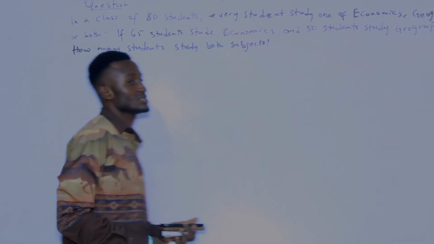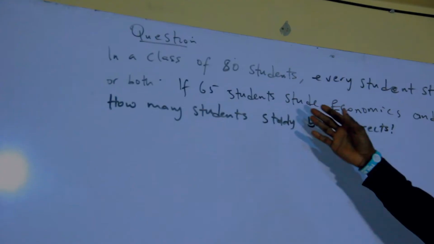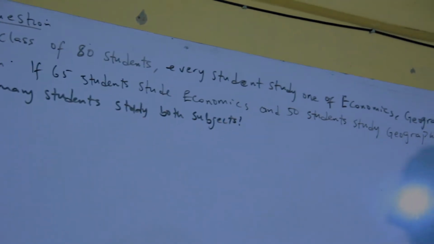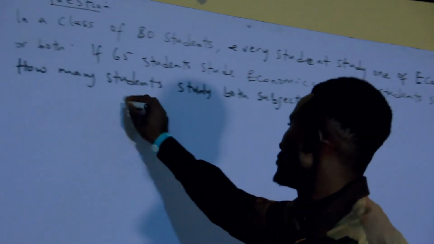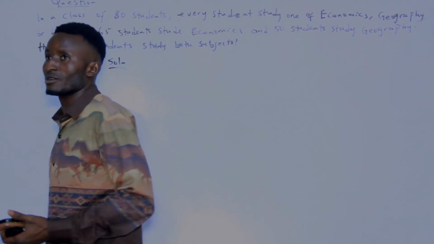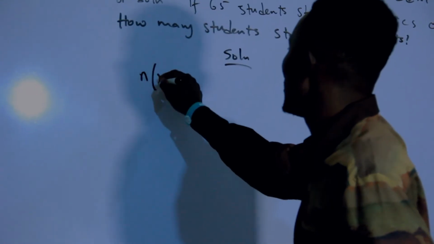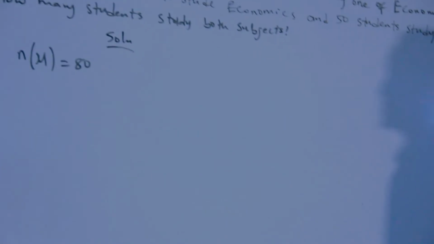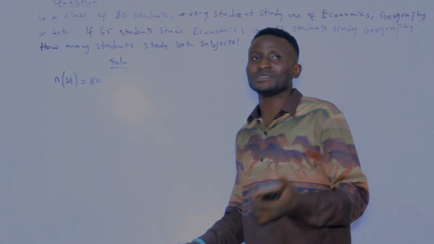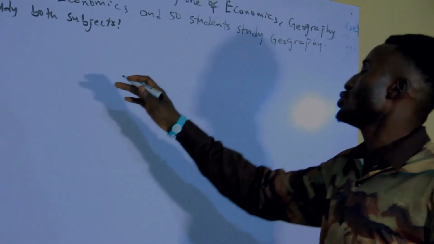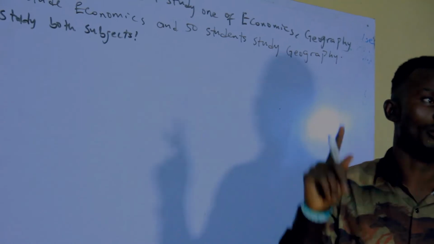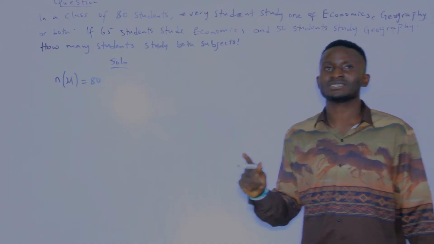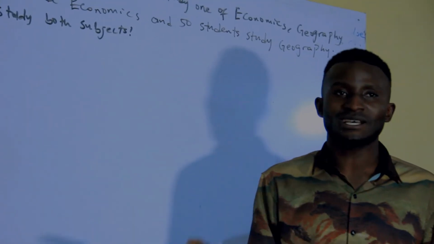Now see the question. The question says, in a class of 80 students, every student, that means if we are to solve this using the Venn diagram method, the number of the universal set, those that are in the class, are 80. In a class of 80 students, every student studies one of chemistry, geography, or both. If you hear this statement, it shows that we don't have anybody that did not participate.